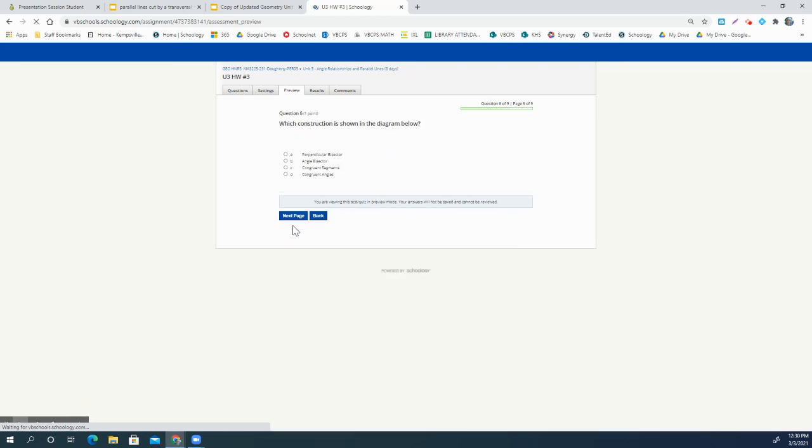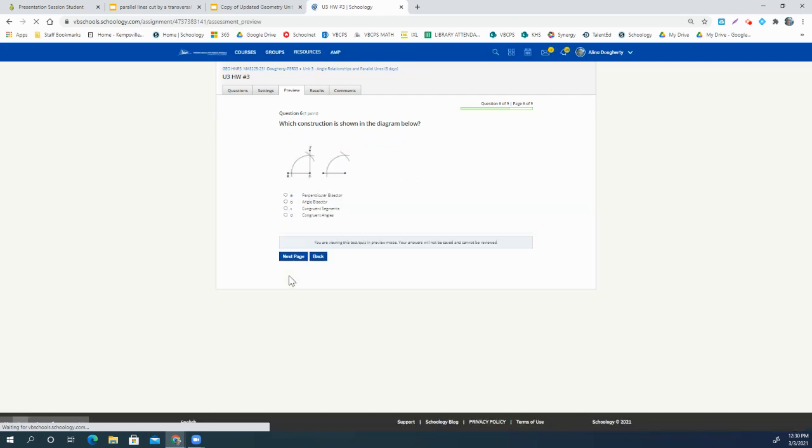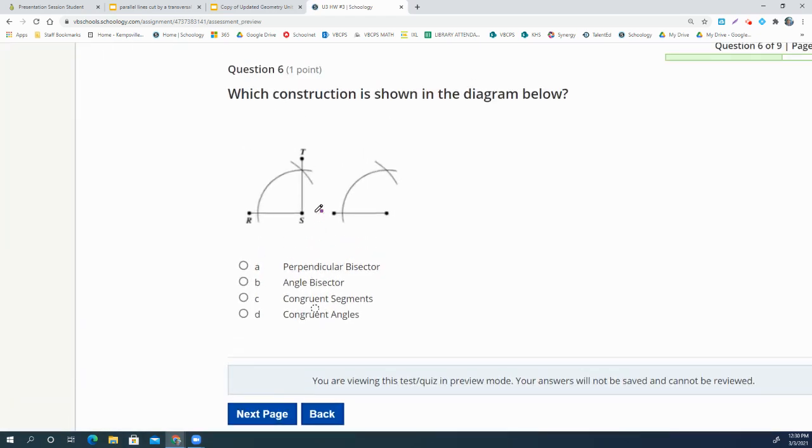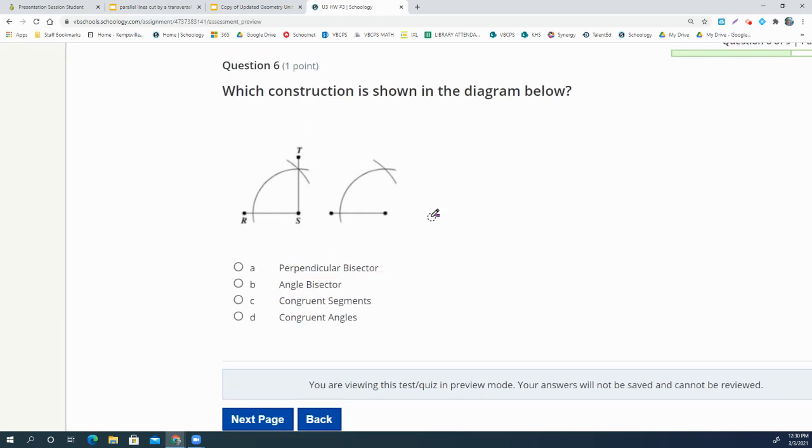Question number 6. Construction. So what I want you to do with the construction questions is eliminate the garbage. What can I eliminate because it does not apply to this picture? Bisector, for sure. Nothing has been bisected and nothing is marked perpendicular. So between these two following choices, what do we think is the most complete answer, the best answer? Segments?